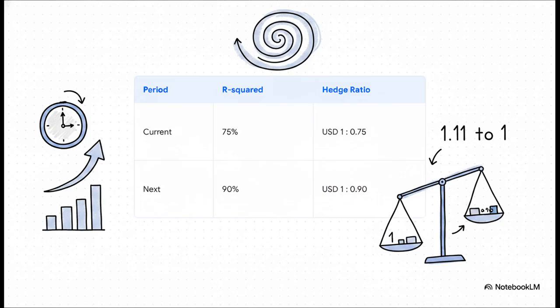Now, imagine it's the end of the next reporting period. You rerun the numbers, and boom, your R-squared is now 90%. Notice how your hedge ratio just fundamentally shifted. It goes from 1 to 0.75 in the current period to 1 to 0.90 in the next period. The economic reality shifted, so your accounting absolutely has to shift with it.